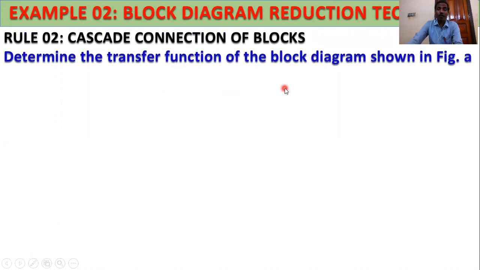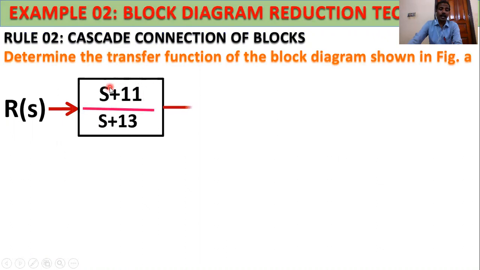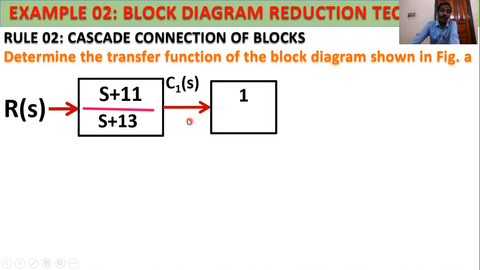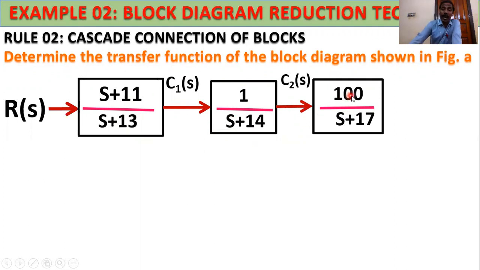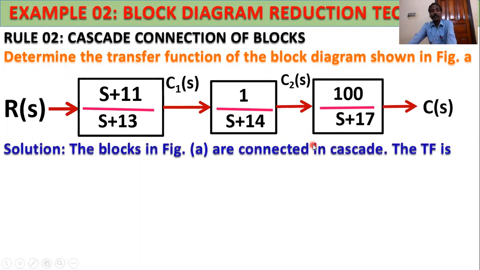So, cascade connection of the blocks. Determine the transfer function of the block diagram shown in figure A. This is the cascade connection. This is example 2. The first input equals R of S, and the transfer function or gain equals (S plus 11) by (S plus 13), and the first block output is C1(S). This is also the input of the second block, and the second block gain equals 1 by (S plus 14), and the second block output equals C2(S). This is the input of the third block, whose transfer function or gain equals 100 by (S plus 17), and the output is C of S.